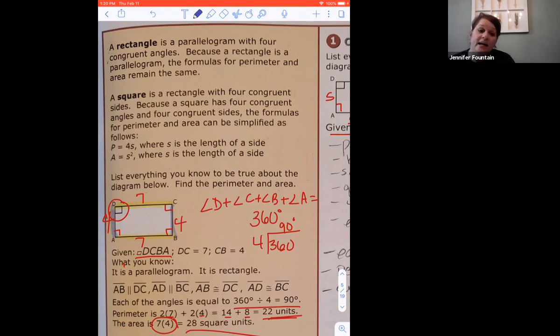But then for the area, we know that the area is going to be base times height. And so my base is always going to be my long side and my height will be my short side. Or if it's flipped around, it really doesn't matter because multiplication is commutative. So it doesn't matter if I multiply 7 times 4 or 4 times 7. Okay.